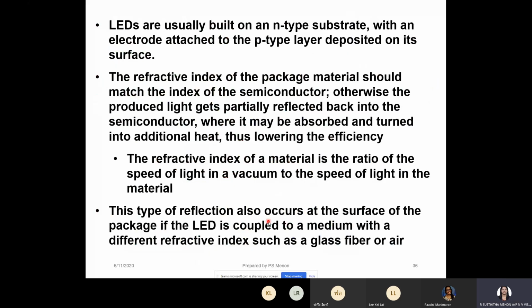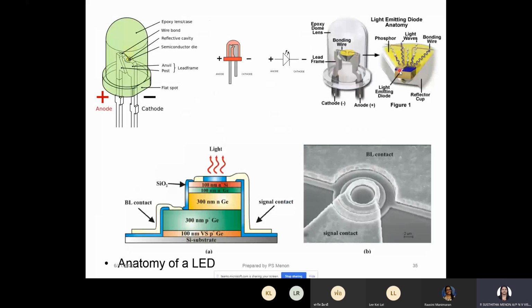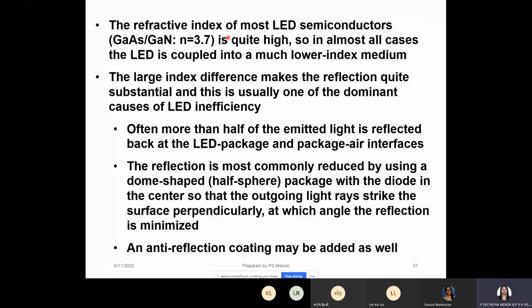This type of reflection also occurs at the surface of the package if the LED is coupled to a medium with a different refractive index, such as a glass fiber or air. So there are two things here. The first is the package of this LED chip. The second is this epoxy dome. Both materials must be chosen carefully so that light does not get reflected back inside the chip. The refractive index of most LED semiconductors is 3.7, which is quite high. In almost all cases, the LED is coupled into a much lower index medium.